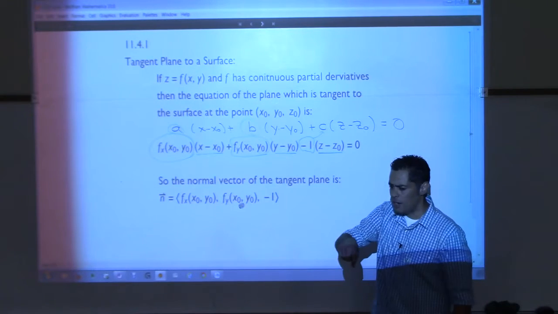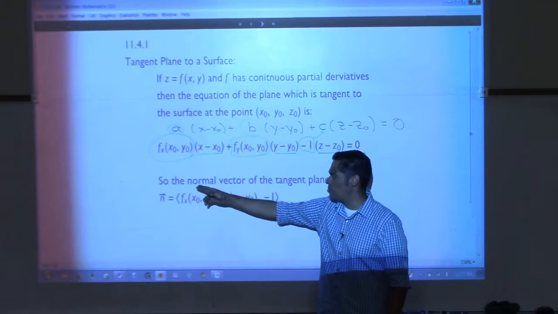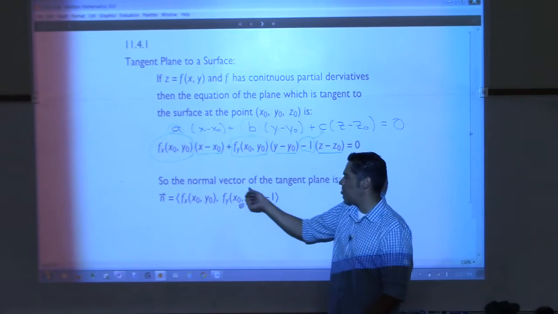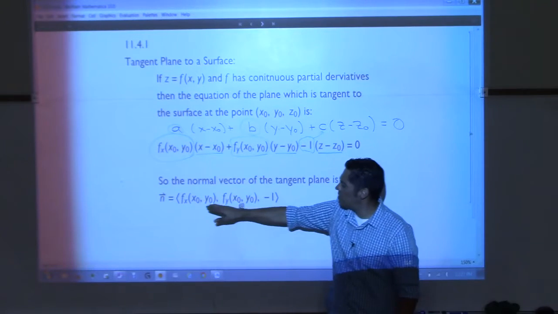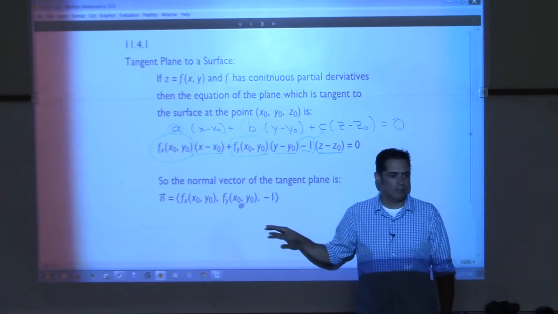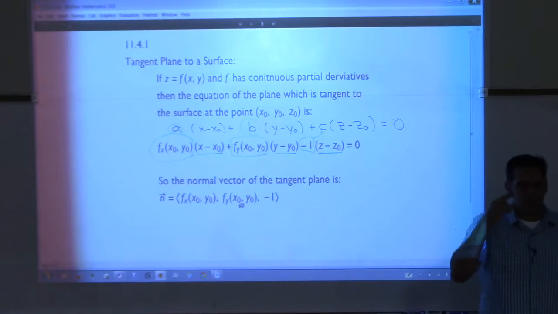I think in my notes that I had printed online, I didn't put vector. I just put the normal of the tangent plane, which is fine, but I decided to put vector in there. So the normal vector of the plane is this. These give you the coefficients. And this is good.